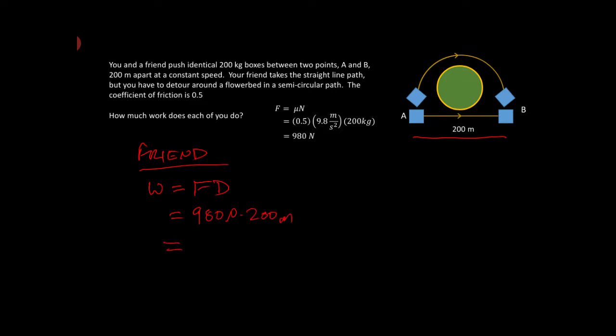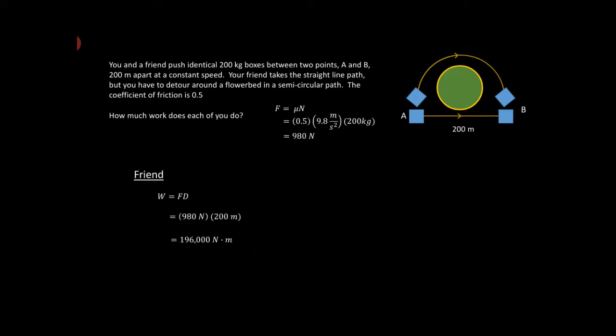Okay, so 980 times 200. 2 times 98 is 196. And we have 1, 2, 3 other zeros that I was ignoring, so 196,000 newton meters. Okay, let's see if I got that right. And I did. Okay, good. Or at least I was wrong in the exact same way twice. One of the two. Both are good enough for now.